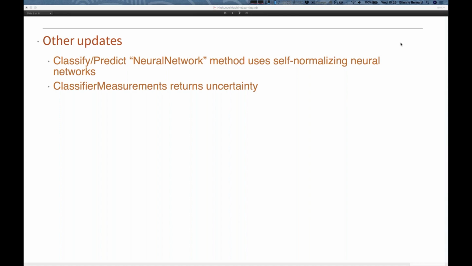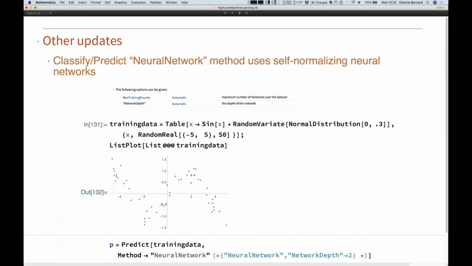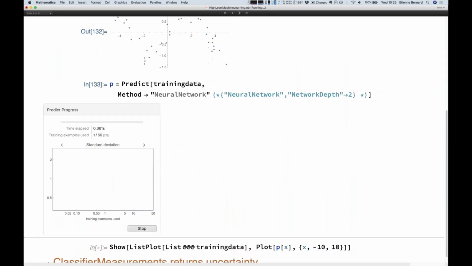So, just really quickly, some other updates that were in 12. We did a new neural network method for classify and predict that now uses self-normalizing neural networks, which is a really great architecture to manage to train fully connected networks, and therefore is very versatile in what it can be trained on. It doesn't have to be image or sound or things like that. It can be trained on regular structured data and give pretty good results. So yeah, big improvements in the neural network method.